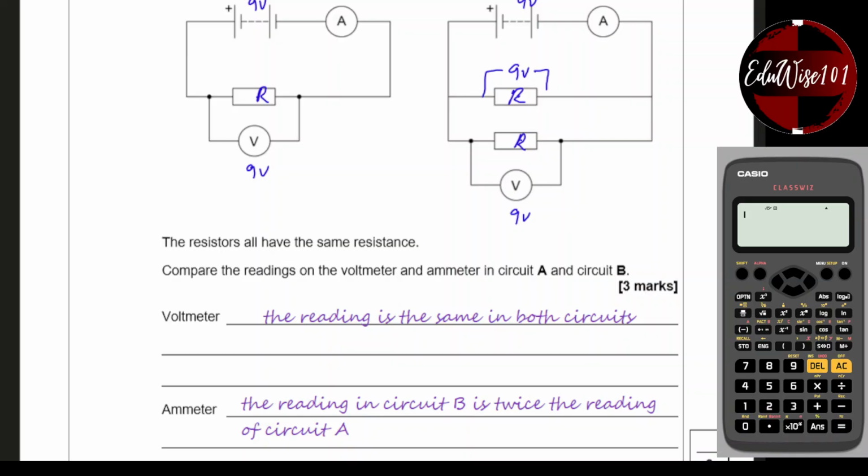So here you'll have to mention that it is twice, hence that's why it's 3 marks. So you'll get 1 mark, and you get 1 mark to mention that it's twice, because they are identical resistors, right? The resistance is going to be halved. The reading in circuit B is twice the reading in circuit A, but if you simply mention that the current or the ammeter reading in circuit A is going to be less than circuit B, you'll only get 1 mark rather than 2 marks. So this actually gives you 2 marks.